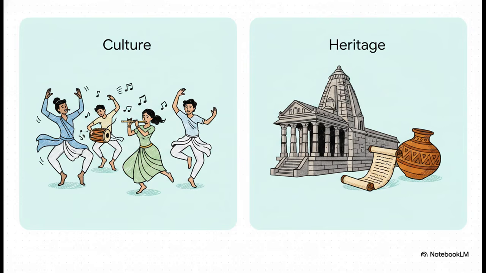It's what you were given from the past, whether that's the Ajanta caves or classical Carnatic music. The distinction you must absolutely never confuse is this: culture is current behavior, while heritage is an inherited asset. If you write that exact distinction in your script, you've locked in the baseline marks.